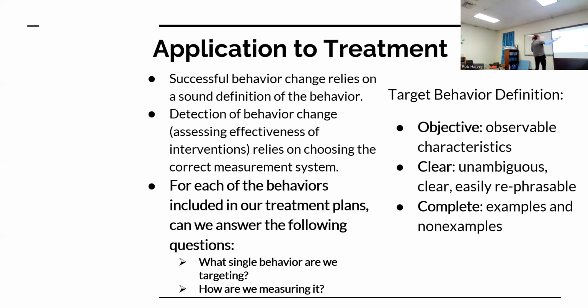So all target behavior definitions should be objective, clear, and complete. And that sounds like duh, boring, obvious, but these are hard things to do, actually. Objective means observable characteristics. Clear is unambiguous, not using language that could be misinterpreted. It's rephrasable, not convoluted or complicated. And complete includes examples and non-examples, especially if you're bundling behaviors together, like tantrums. What behaviors does it include? What does it not include? That really helps round out a definition.